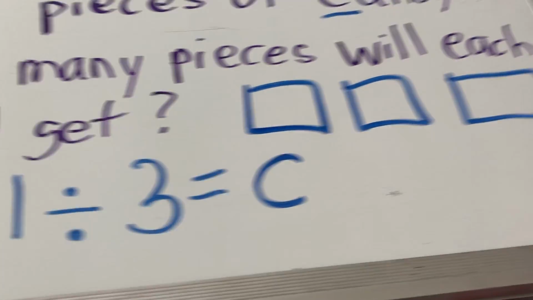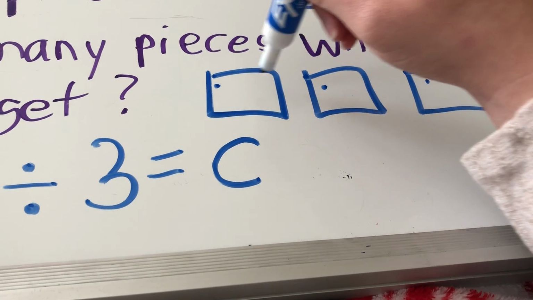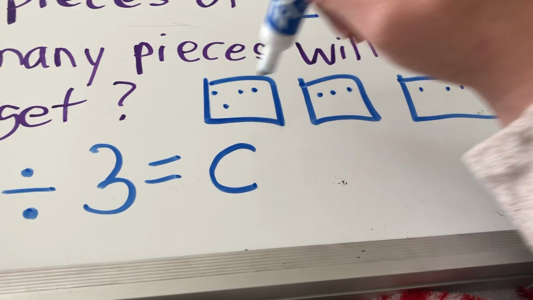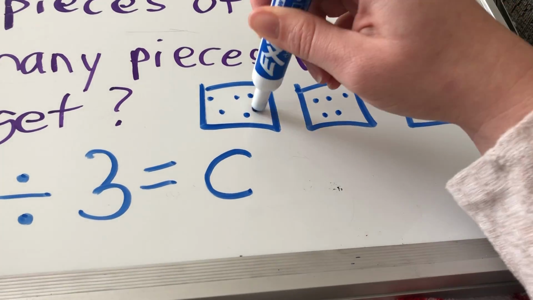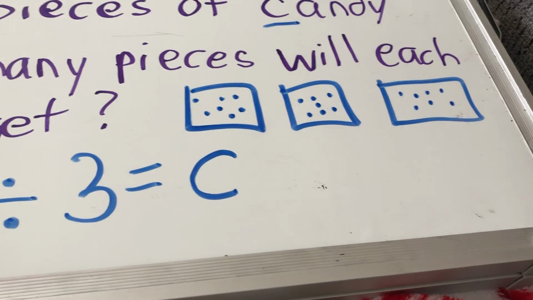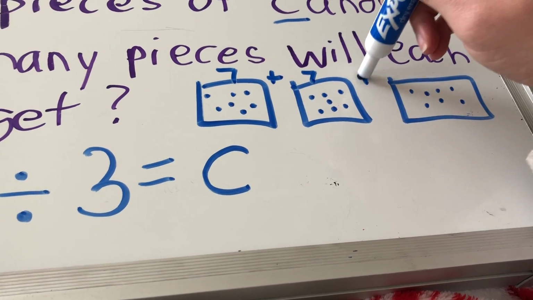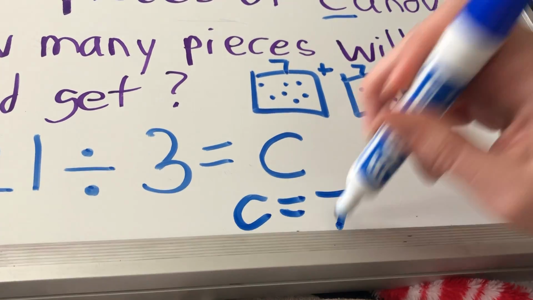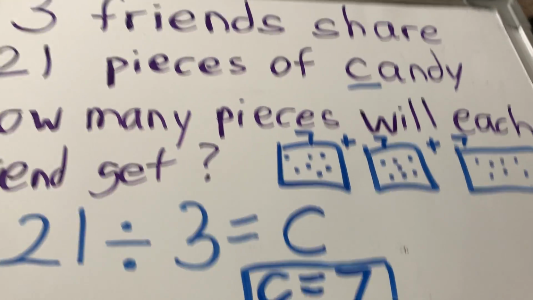I can split 21 into 3 equal groups. 1, 2, 3, 4, 5, 6, 7, 8, 9, 10, 11, 12, 13, 14, 15, 16, 17, 18, 19, 20, 21. And each group has 7. So C is 7. Our answer is 7. Each friend gets 7 pieces of candy.